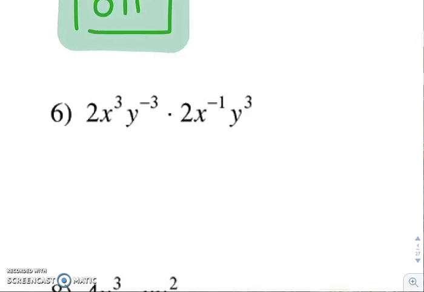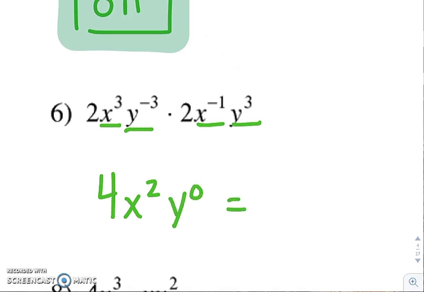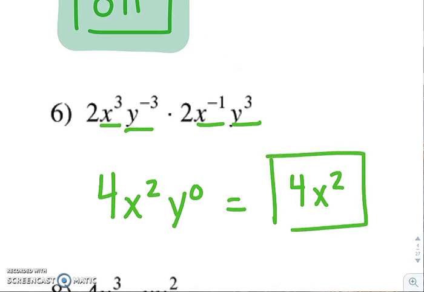Okay, number 6, 2 times 2 is 4. And then we add the exponents of the like variables. So 3 plus negative 1 will give us x squared. Negative 3 and 3 gives us y to the 0, which is really just 1. So there's nothing really wrong, I guess, with leaving y to the 0, but I'm just going to leave it as 4x squared because it would be times 1, which would still leave it with itself.